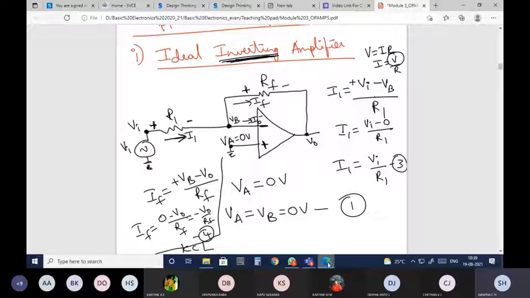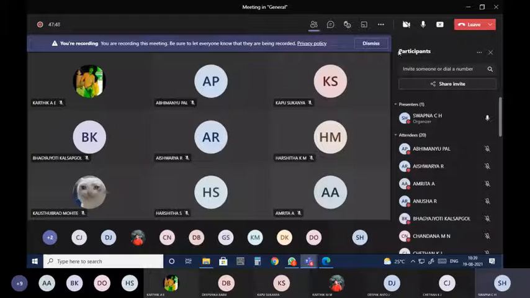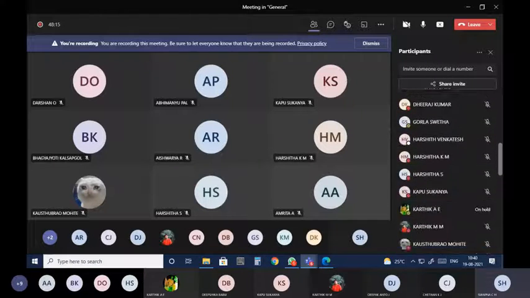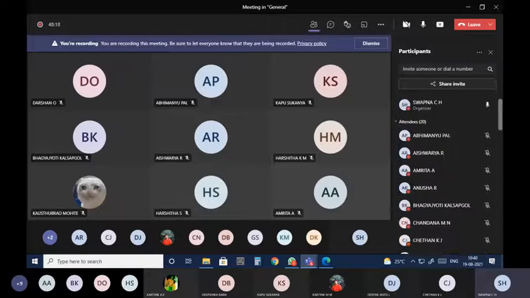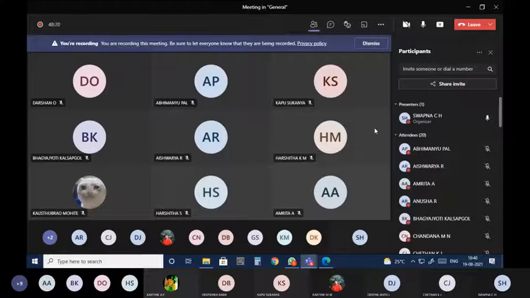Hope this application is clear. Anybody who hasn't understood this application, please tell me so that I'll explain once again. Because if you understand this application, the other applications are similar. Only thing is you'll be adding some additional components, resistors, inductors, all that. That is the only difference. Otherwise, the analysis part will remain the same. Hope this application is clear.